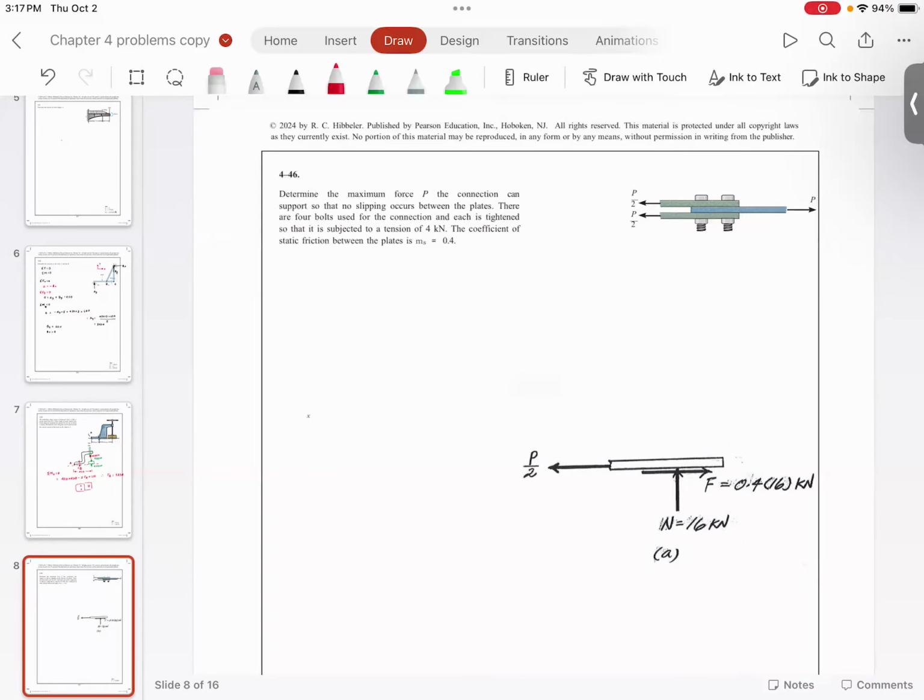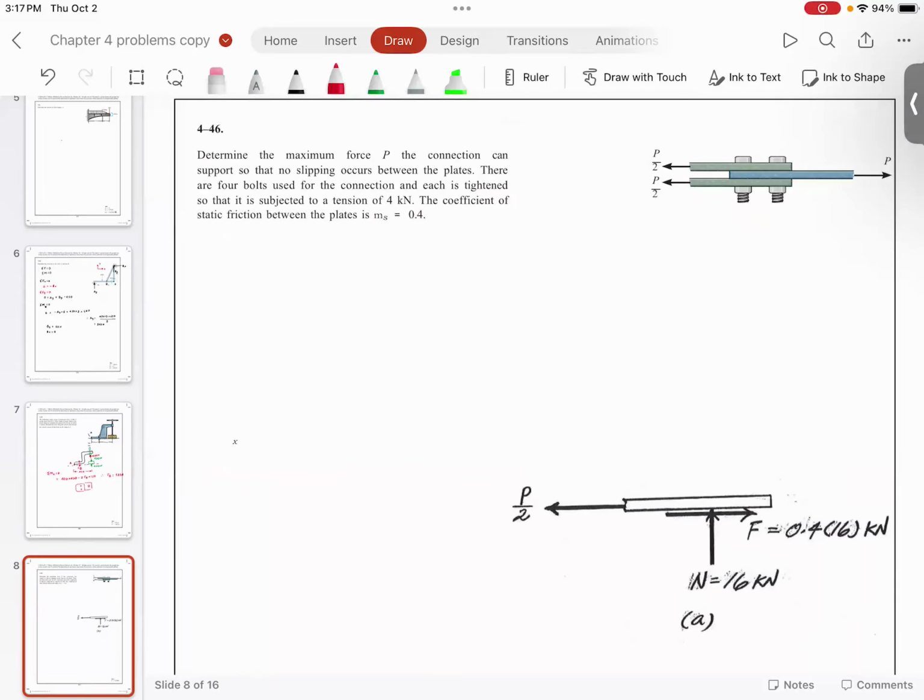So in this problem, what they are asking is: determine the maximum force P the connection can support so that no slipping occurs between the plates. And they are saying there are 4 bolts used, and each is tightened so that it is subjected to a tension of 4 kilonewton. Coefficient of static friction between the plates is 0.4.